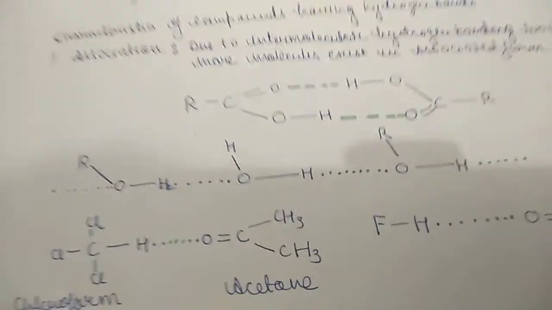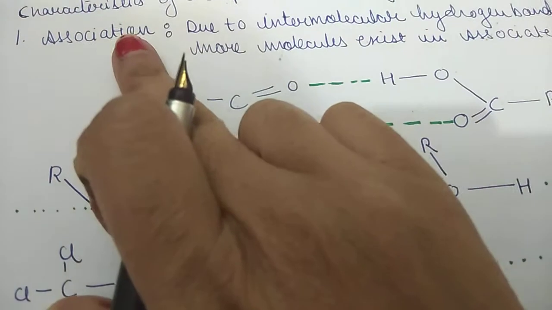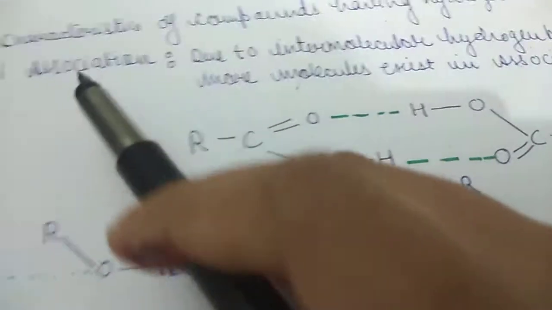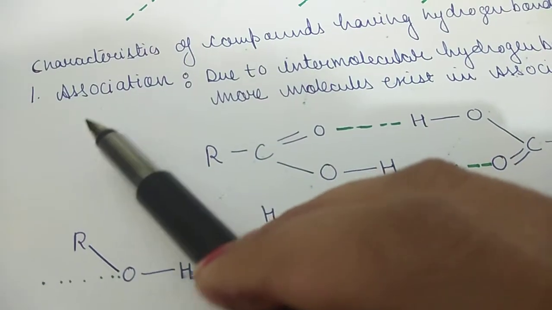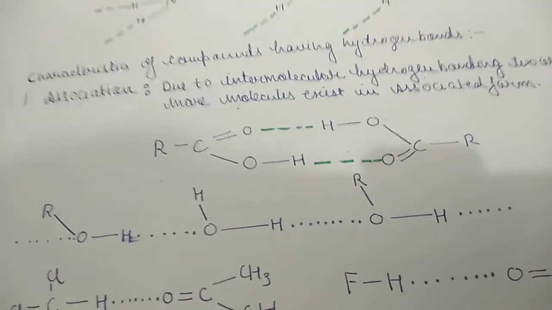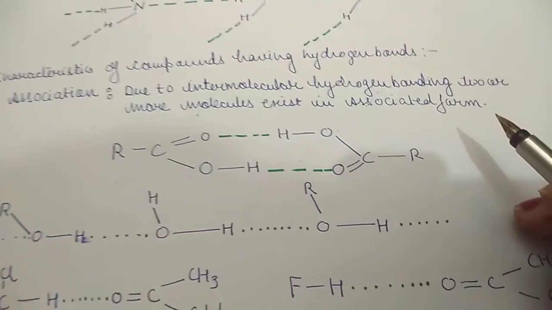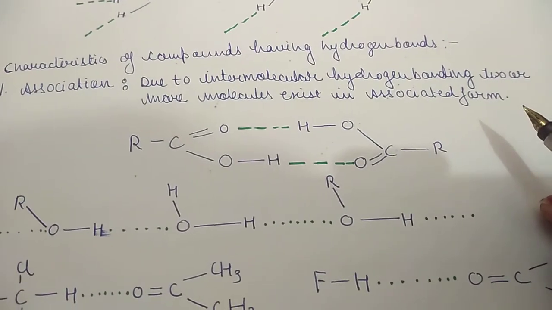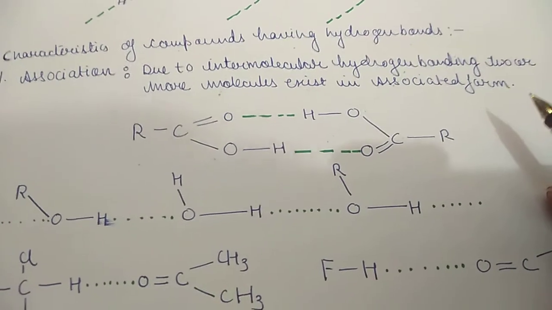Then next we have characteristics of compounds having hydrogen bonds. What are the characteristics of compounds which have the hydrogen bond? First is they have associated molecules. They have association. Now, due to intermolecular hydrogen bonding, 2 or more molecules exist in associated form.